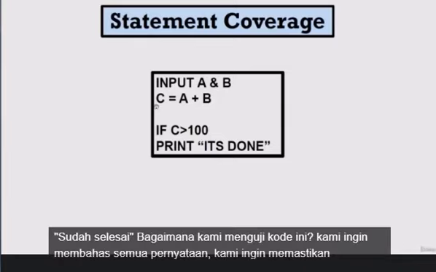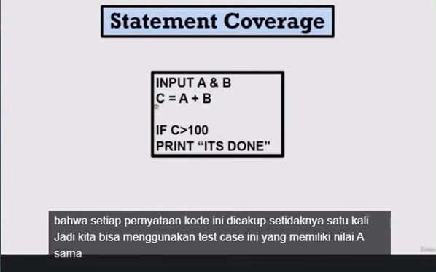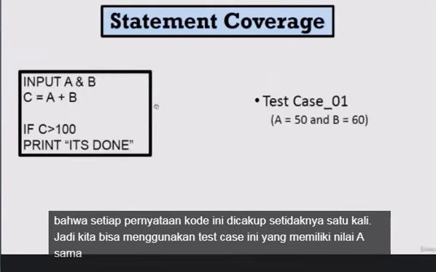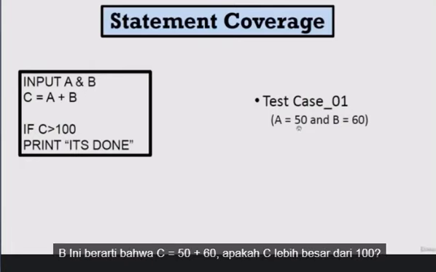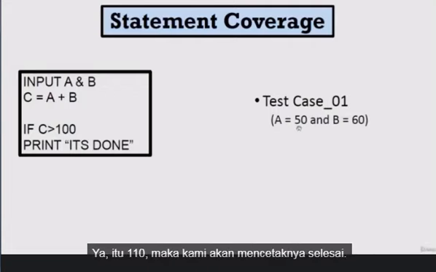How do we test this code? We want to cover all the statements. We want to make sure that each statement of this code is covered at least one time. So we can use this test case, which has the values of A equals 50 and B equals 60. Let's try this. C equals A plus B. This means that C equals 50 plus 60. Is C greater than 100? Yes, it is 110. Then we will print it's done.